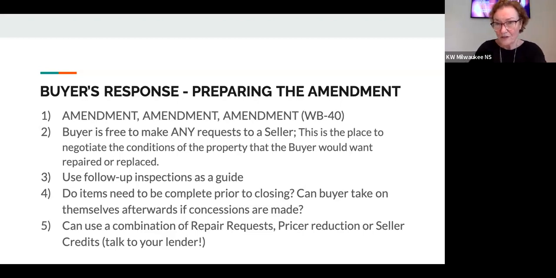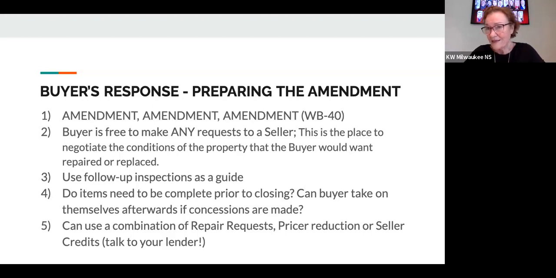So this is the place to negotiate the conditions of the property that a buyer would want repaired or replaced. Use follow-up inspections as a guide and attach them. Do items need to be complete prior to closing? Can a buyer take on these repairs themselves afterwards if concessions are made? Say you get a concession of closing cost credits, and then the buyer will fix these things after they own the property. Can you use a combination of repair requests, price reductions, or seller credits?